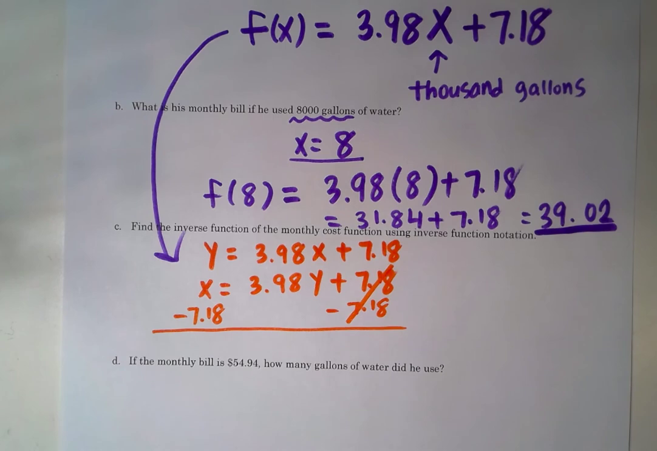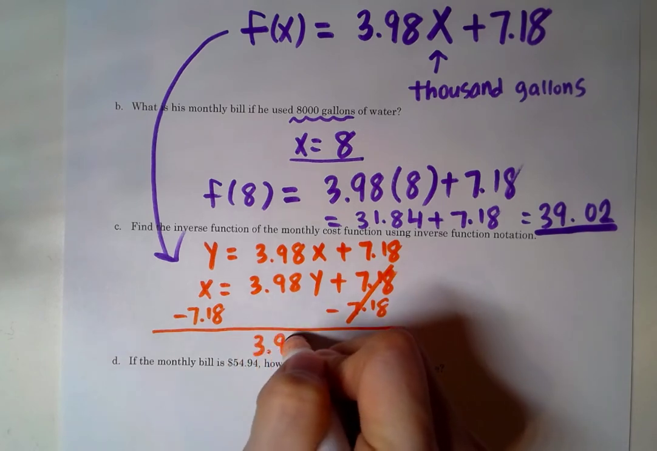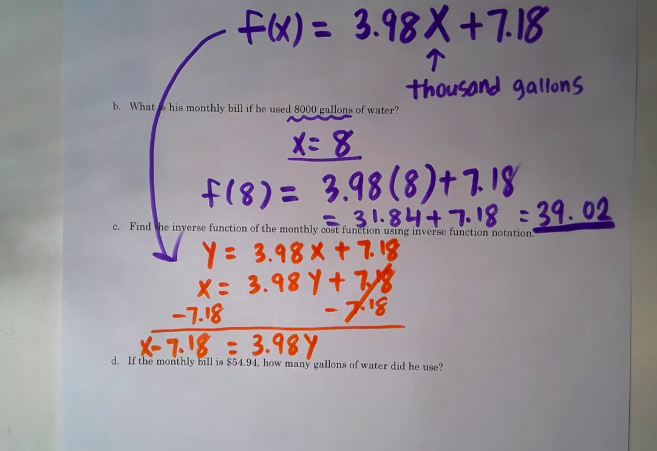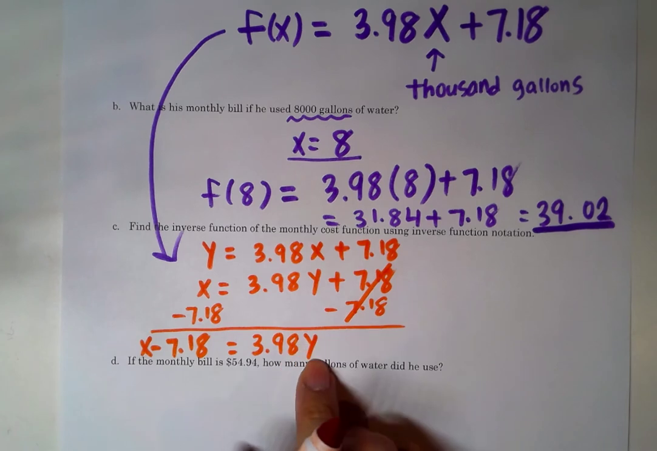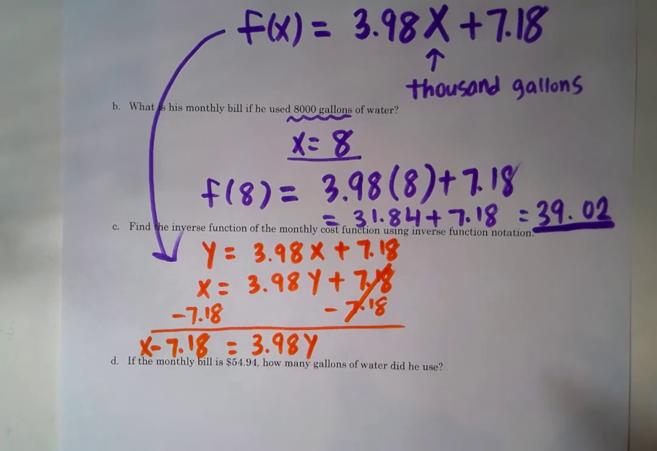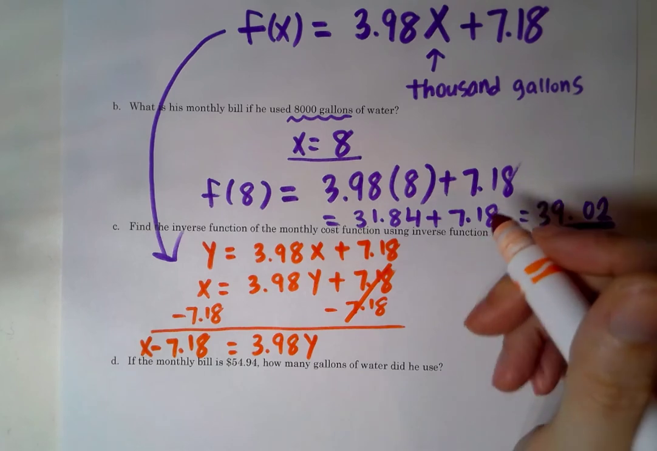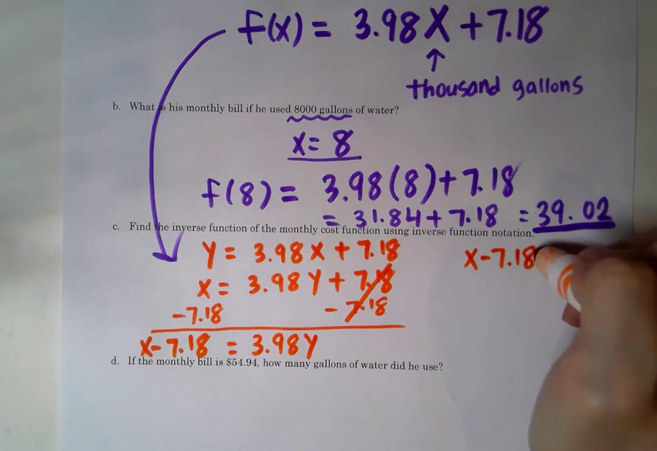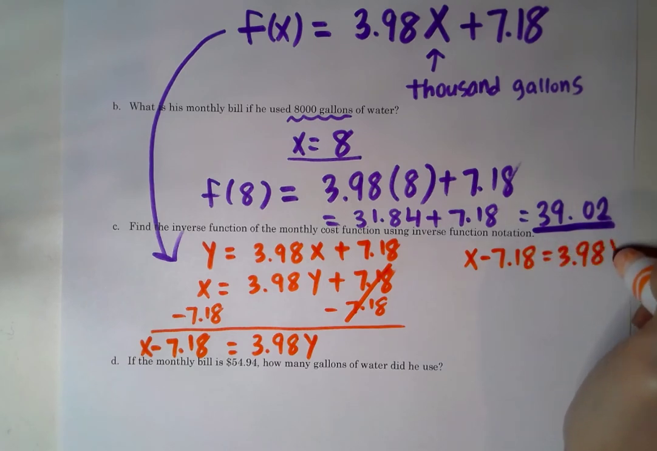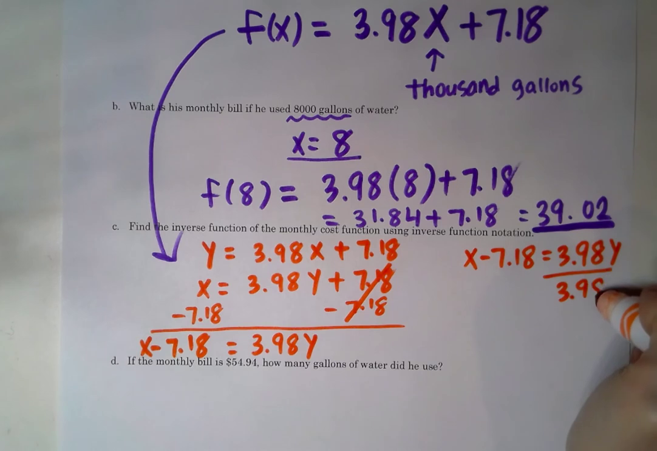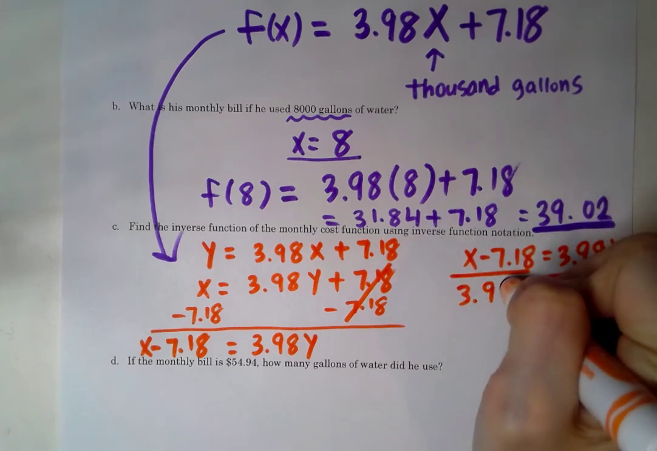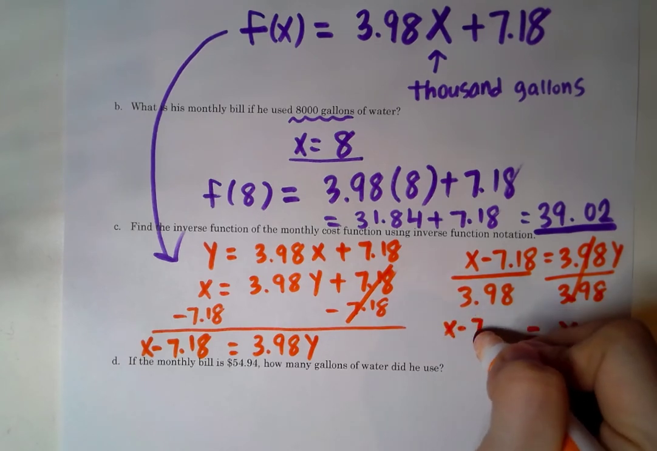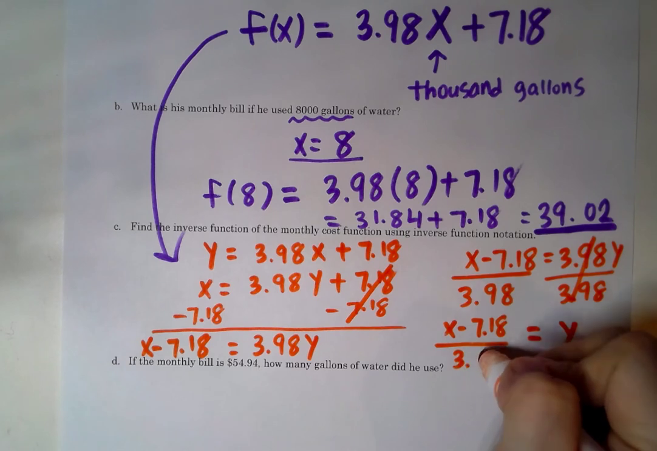Then you cancel this. You have 3.98y equals x minus 7.18, right? And then we want to get y only. I don't need this 3.98, so let's divide by 3.98. Then you get y equals x minus 7.18 over 3.98.